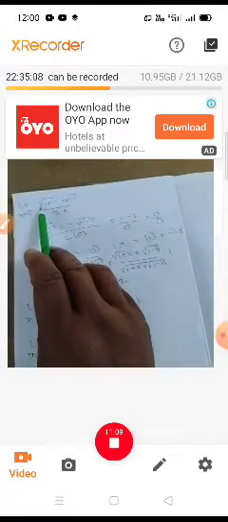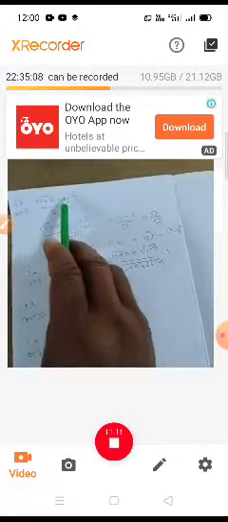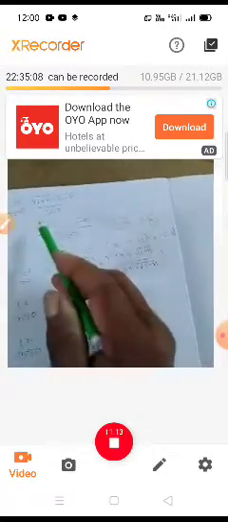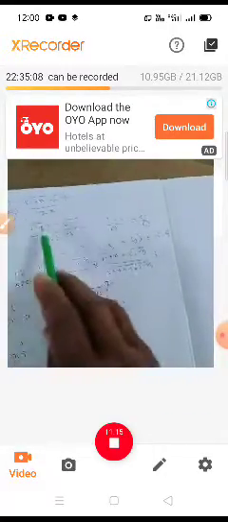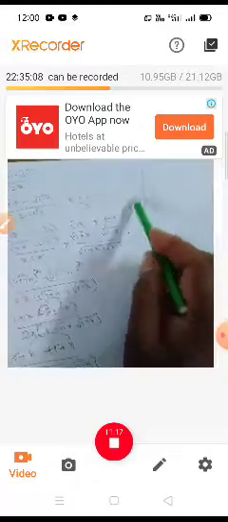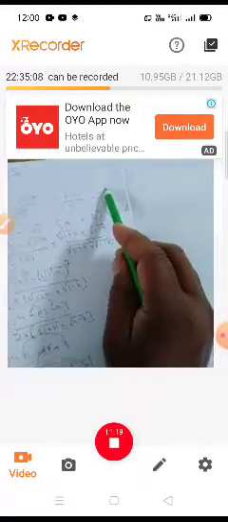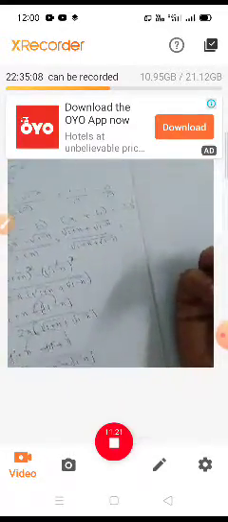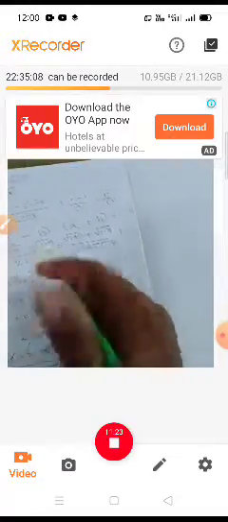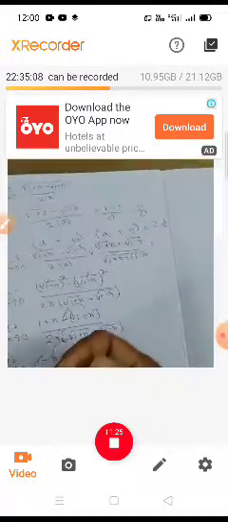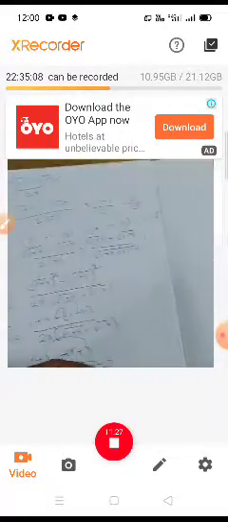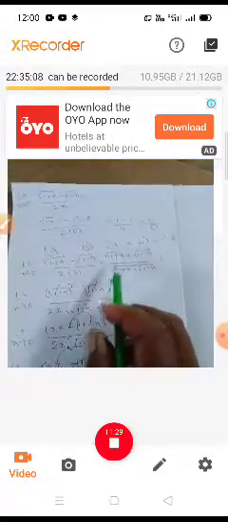Limit x tends to 0 of (root of 1 plus x minus root of 1 minus x) by 2x. First of all, where x can be replaced by 0, at that time we are getting an indeterminate form. When we have an indeterminate form, we have to find factors or rationalize. We can't get the factors here, that's why we are rationalizing the numerator.